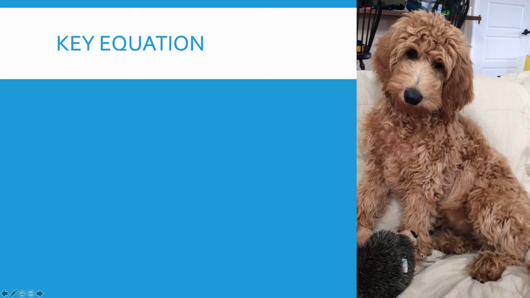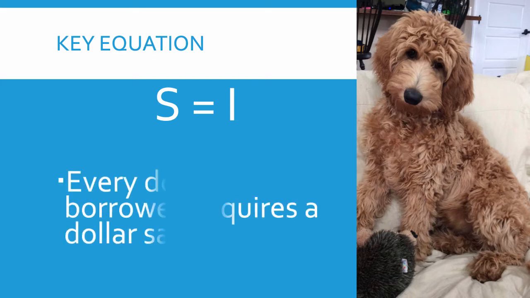When we talk about the loanable funds market, the most important relationship, the most important concept upon which all of this is based is this: S equals I. If you grasp this part of the loanable funds market, then things pretty much make sense from here on out. S equals I. Every dollar borrowed requires a dollar to be saved.